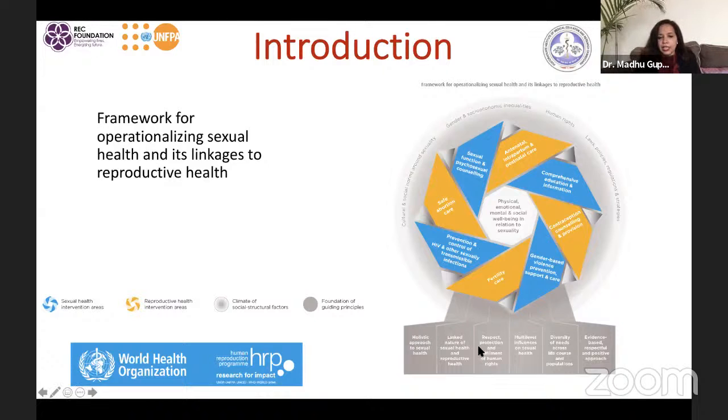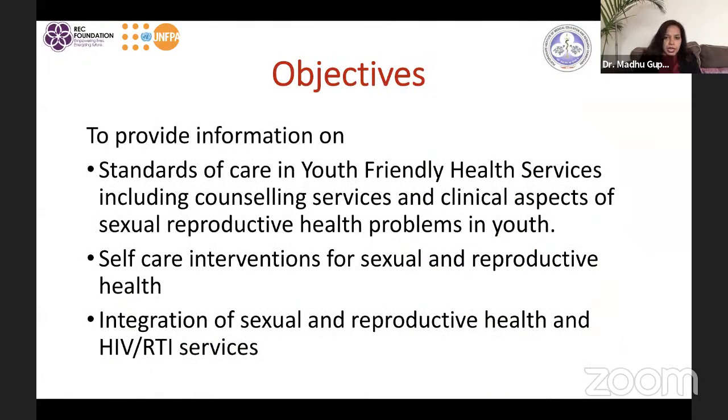All these have founding guiding principles, including a holistic approach to sexual health, the linked nature of sexual health and reproductive health, respect, protection and fulfillment of human rights, multi-level influences on sexual health, diversity of needs across life course and populations, and an evidence-based, respectful and positive approach.